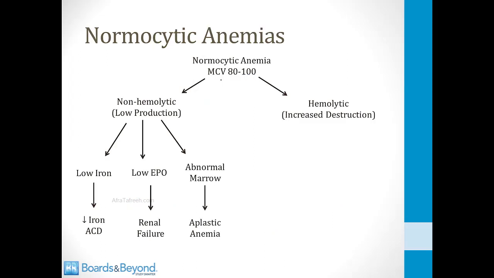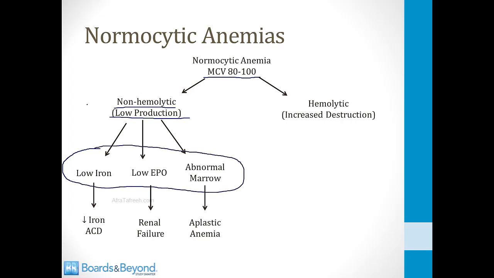So a normocytic anemia has an MCV of about 80 to 100, and there are two general mechanisms by which you can develop a normocytic anemia. The first is underproduction by the bone marrow. These are called non-hemolytic anemias, and there are a number of reasons why the bone marrow can underproduce red cells, and I talk about all of these in other modules. In this module, we'll focus on the hemolytic causes of a normocytic anemia. These are all situations where you have increased destruction of red cells by one mechanism or another.